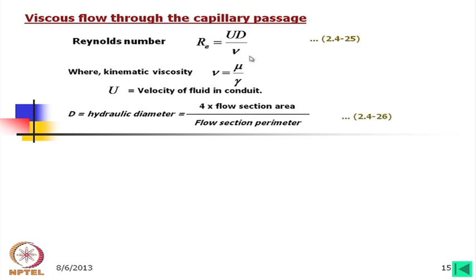Normally, this Reynolds number becomes very high, where D is the hydraulic diameter, that is equal to 4 into flow section area, whatever may be the area, divided by flow section perimeter. Let us consider it is a circular one. Then what we will do? 4 into pi r square divided by 2 pi r. So, this becomes 2 r, that is equal to d. So, this is the hydraulic diameter.